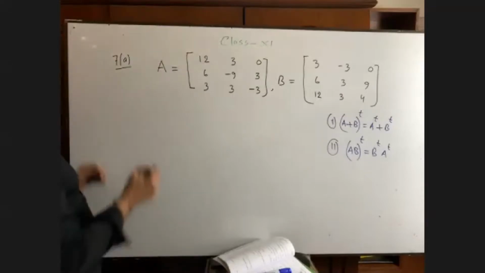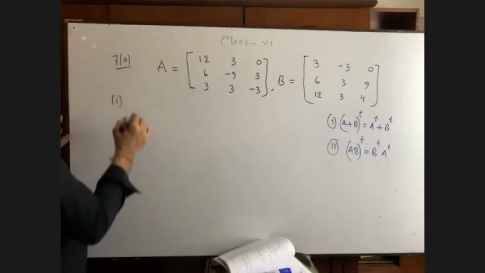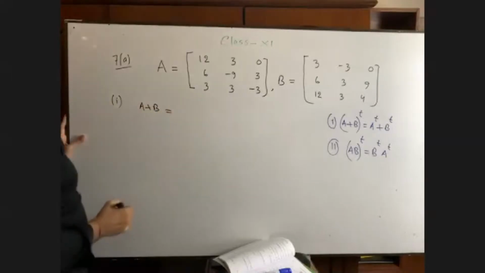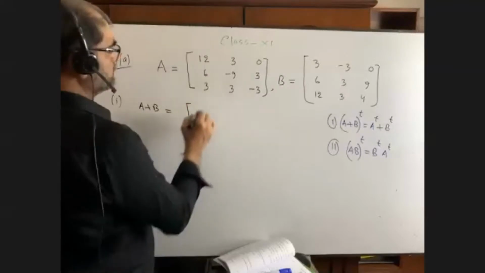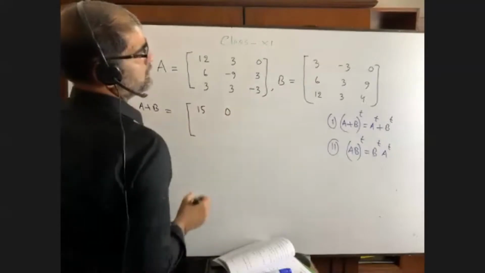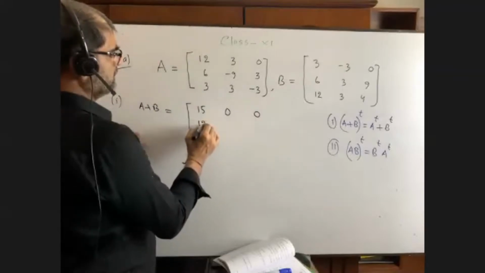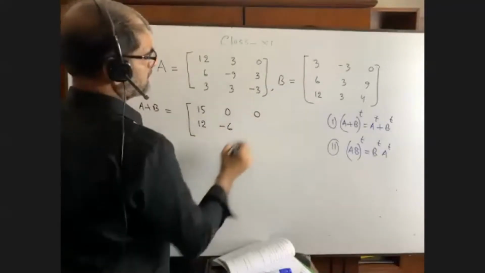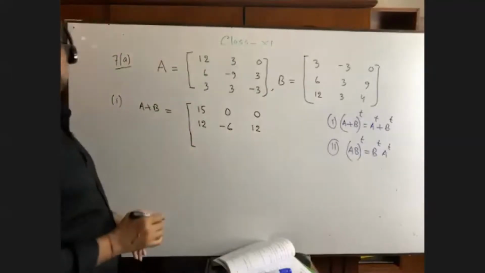At first, what is given? In question number 1, we are given A plus B. Can you please let me know what is A plus B? A plus B equals to what? 12 plus 3, 15, right? 3 minus 3, 0. 0 plus 0, 0. 6 plus 6 equals to 12. Minus 9 plus 3, that is minus 6. 3 plus 9 equals to 12. Okay? Are you getting me?